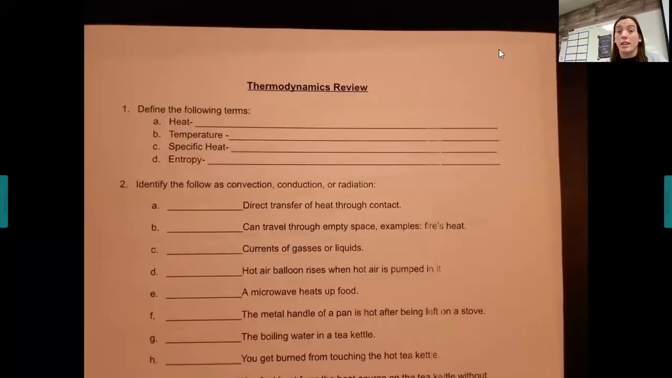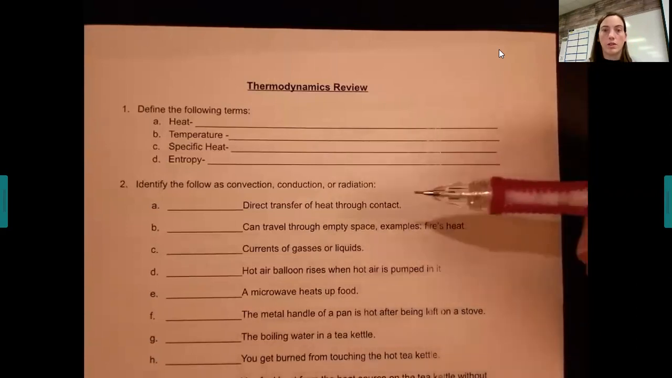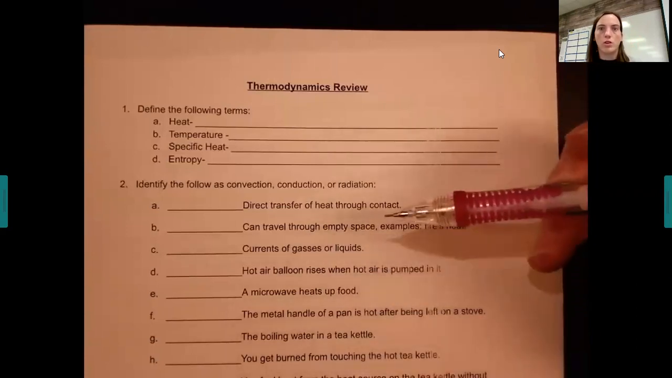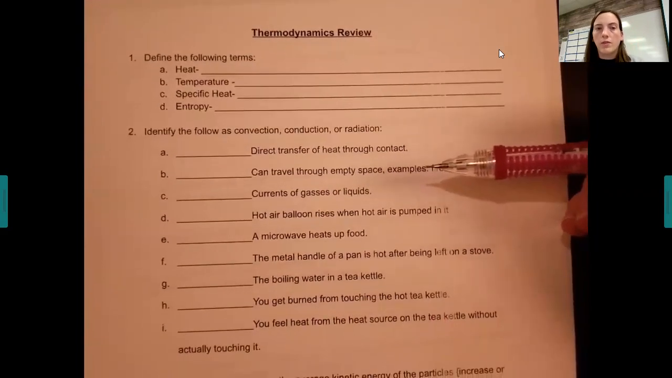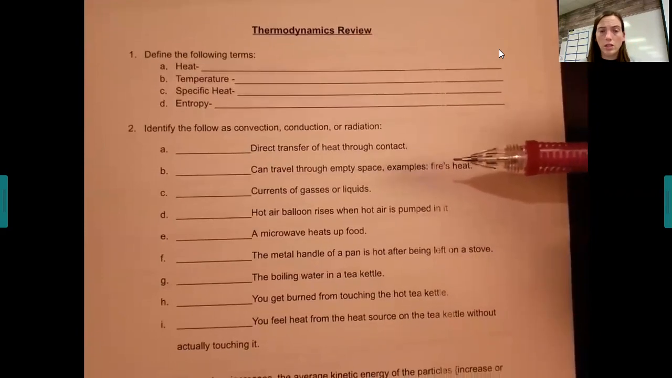Hey guys, you've got a test tomorrow over thermodynamics, so I'm going to be going over the review with you. Not all of it, because some of it's definitions or stuff you can find in your notes, but I'm going to go over some of the ones that have correct answers so you can know that you got it correct. All right. For number two, identify the following as convection, conduction, or radiation.